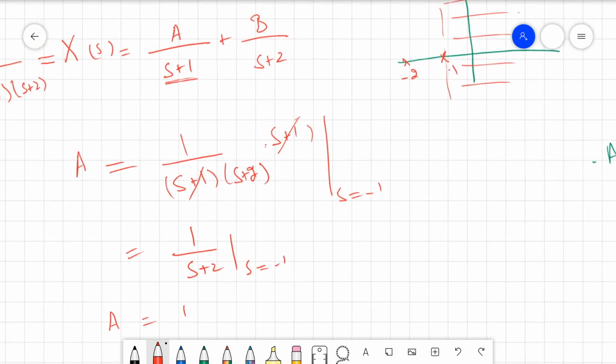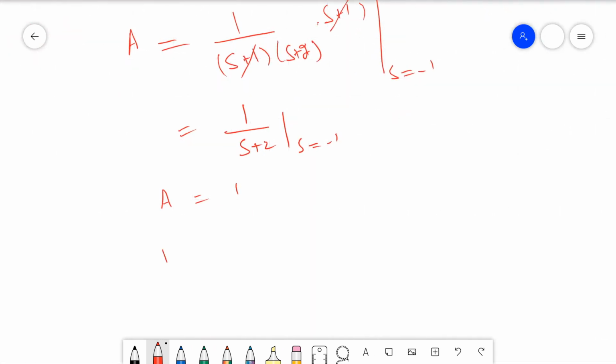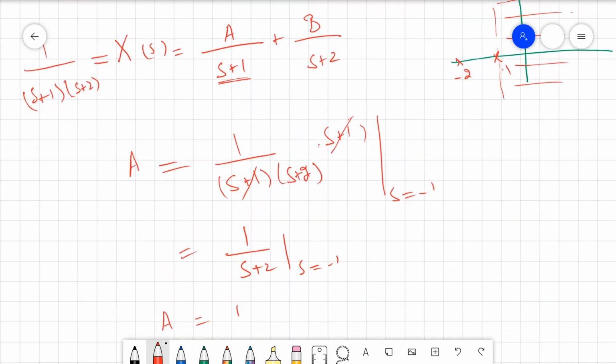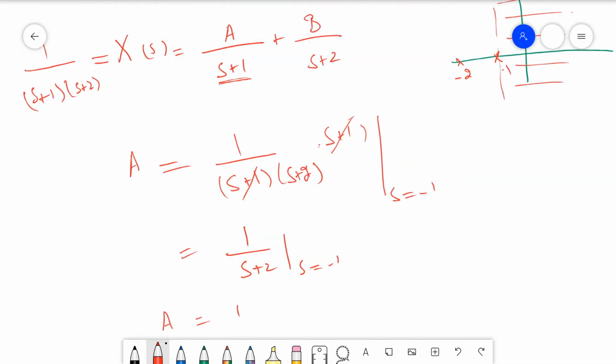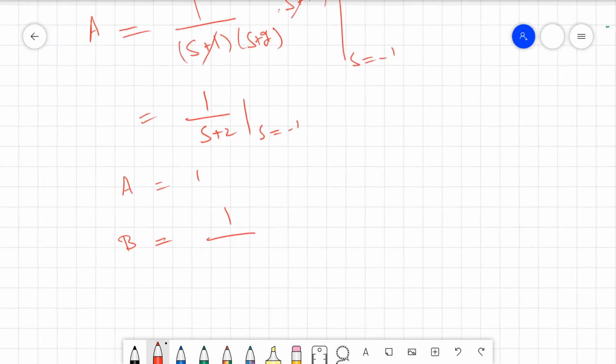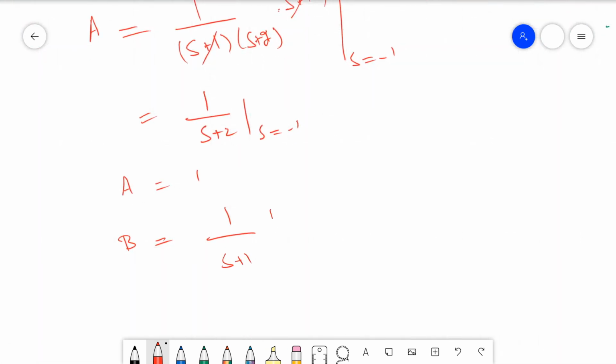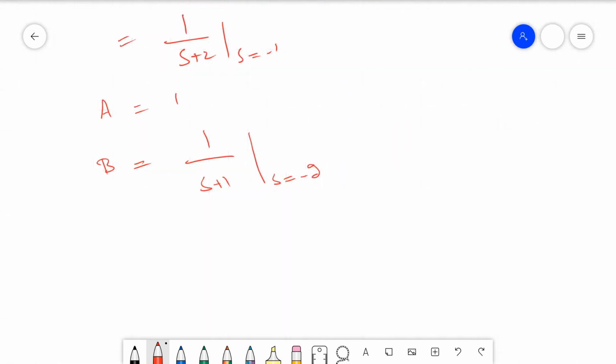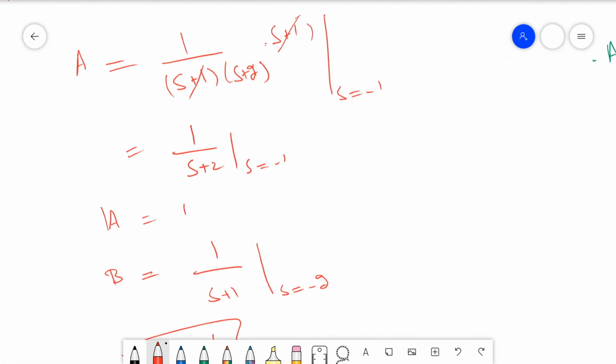Again, from this expression we can find b. b is 1 over, when we multiply s plus 2 on the left side, we will get just 1 over s plus 1, and we will take s equals to -2 here. So if we take s equals -2, we will get 1 over -1, so we can say b equals to -1. So we know this information.